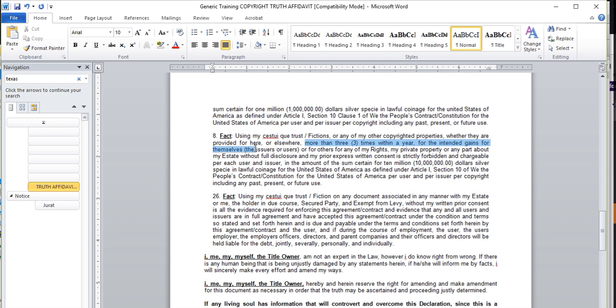But this is more for intended gains and more than 3 times within a year. Okay, for using my Satanic Trust fictions or any of my other copyrighted properties, whether they're provided for here or elsewhere, more than 3 times within a year for the intended gains for themselves, the issuers or users, or for others, or any of my rights, my private property, or my part about my estate without full disclosure and my prior express written consent is strictly forbidden and chargeable per each user and issuer in the amount some certain of $10 million silver specie in lawful coinage for the United States of America as defined under Article 1, Section 10, We the People's Contract, Constitution for the United States of America, per user and per issuer, per copyright, including any past, present, and future use. Okay, so this, I'm telling you, the bills on one piece of paper, you can easily get up into hundreds of millions of dollars.